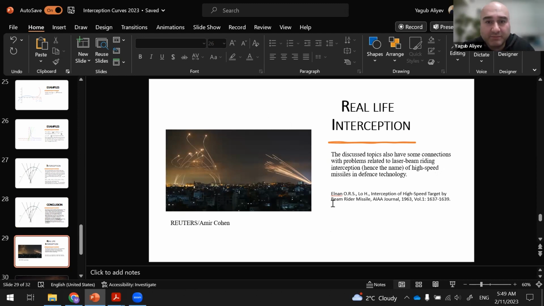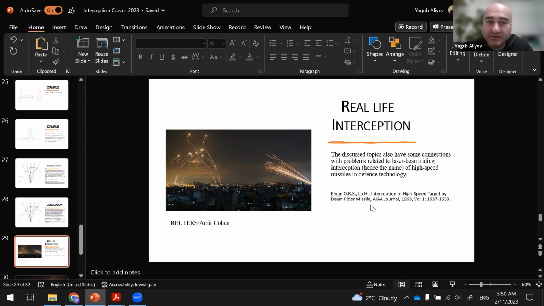Rockets can be intercepted with another rocket. I found this reference, a very old paper from 1963, "Interception of High-Speed Target by Beam Rider Missile." In that paper, the same differential equation that I mentioned was studied: r squared plus r prime squared equals 1 over cosine to the 4. So this has some real life applications.